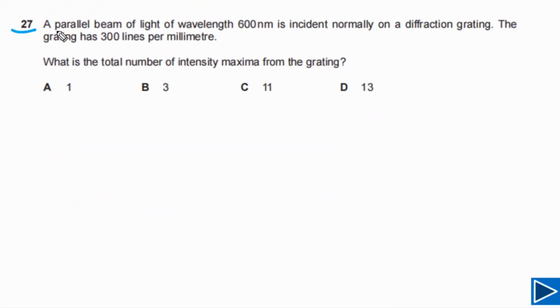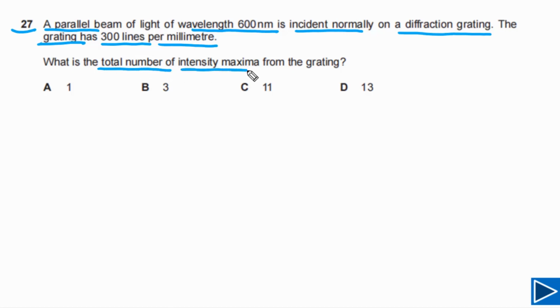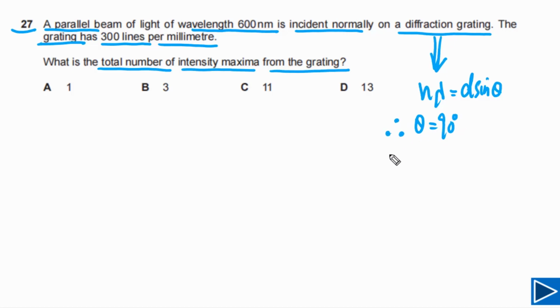For question number 27, it is given that a parallel beam of light of wavelength 600 nanometer is incident normally on a diffraction grating. The grating has 300 lines per millimeter. We need to find out the total number of intensity maxima from the grating. First thing we need to understand, this question is about a diffraction grating. So it simply means that we can use n lambda is equal to d sine theta. The question is asking us about the total number of intensity maxima. We have to consider angle 90 degrees. So this is one thing you need to understand: for intensity maximum, we have to use theta equal to 90 degrees.